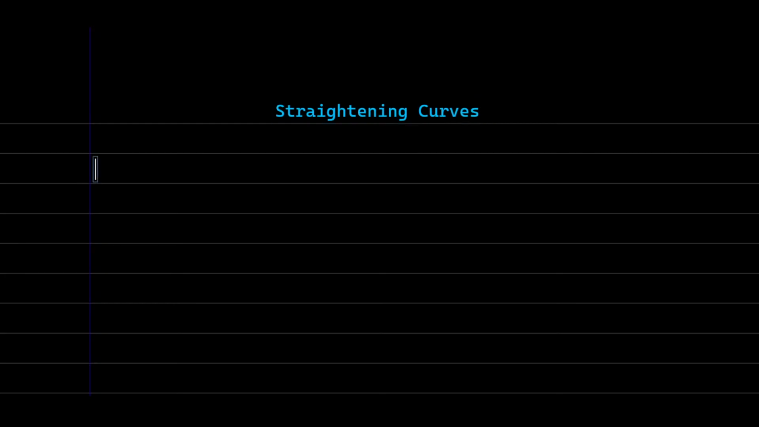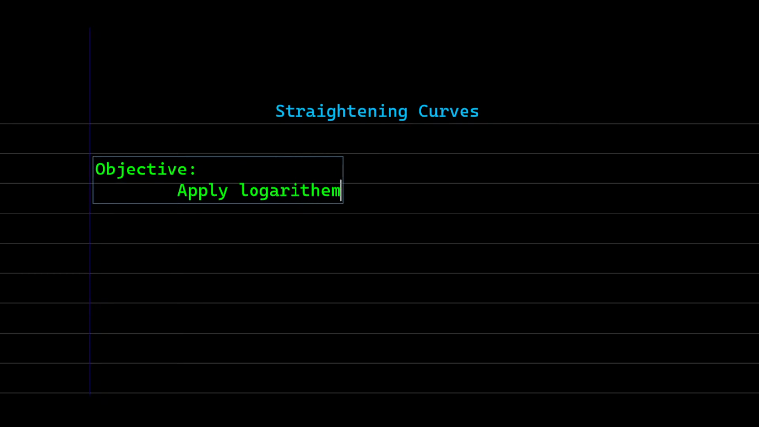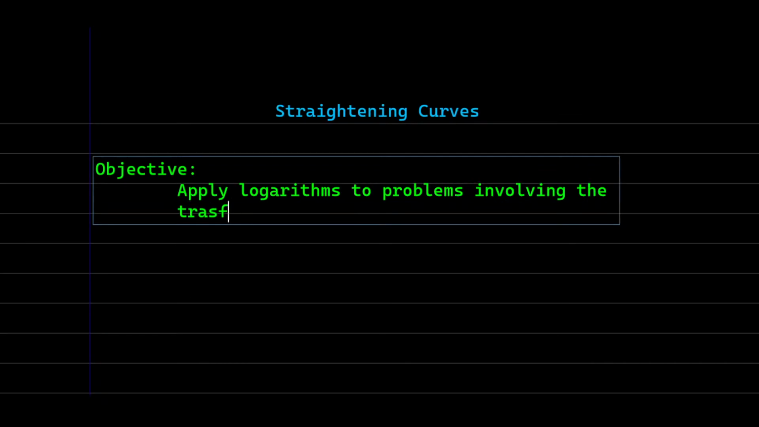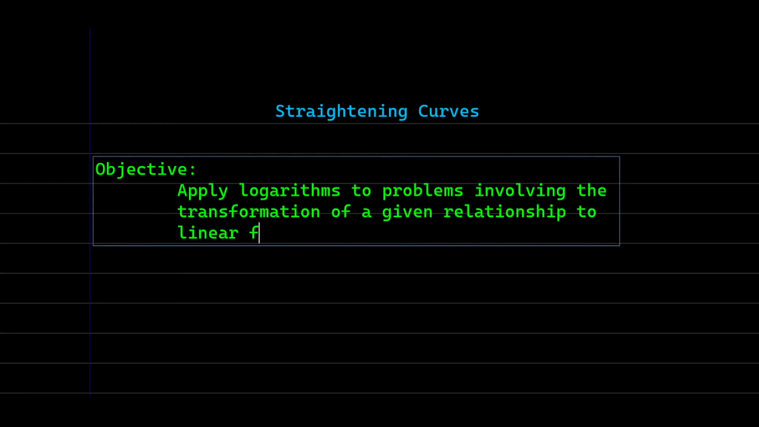The objective of this lesson, and let me try this in green: the objective is to apply logarithms to problems involving the transformation of a given relationship to linear form. All right, that's what we're going to be doing in this lesson. Okay, so how do we do that?